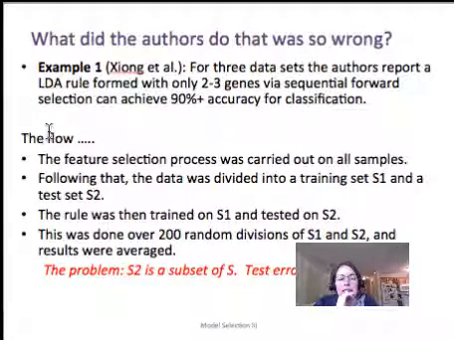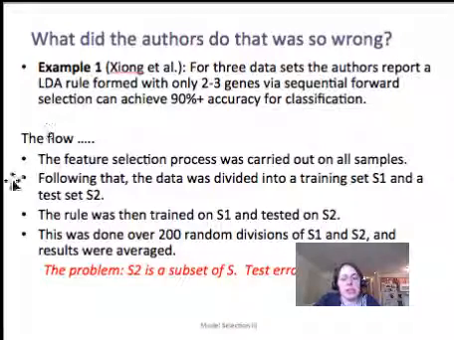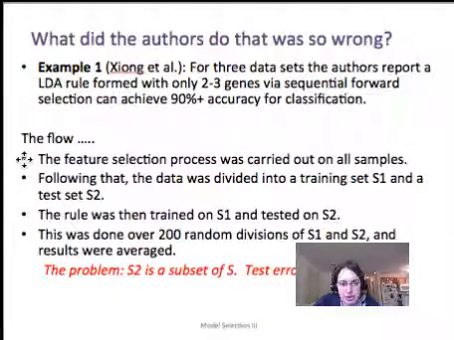And the flow is like this. The feature selection process was carried out on all of the samples. Following that, the data was divided into a training set and a test set. The rule was then trained on S1 and tested on S2. Okay, so it was trained on the training set and tested on the test set. This was done over 200 random divisions, S1 and S2, and the results were averaged.